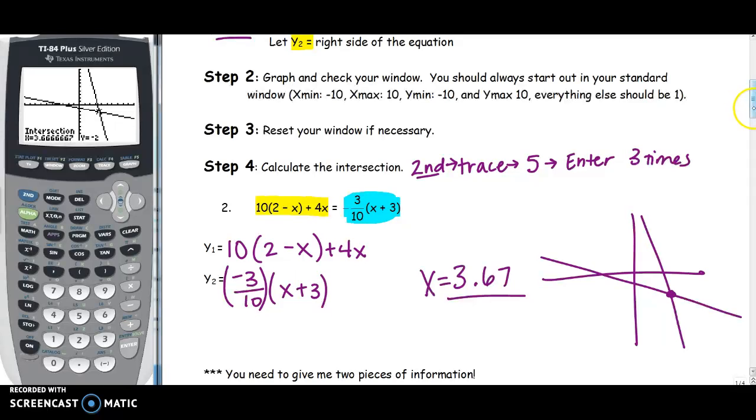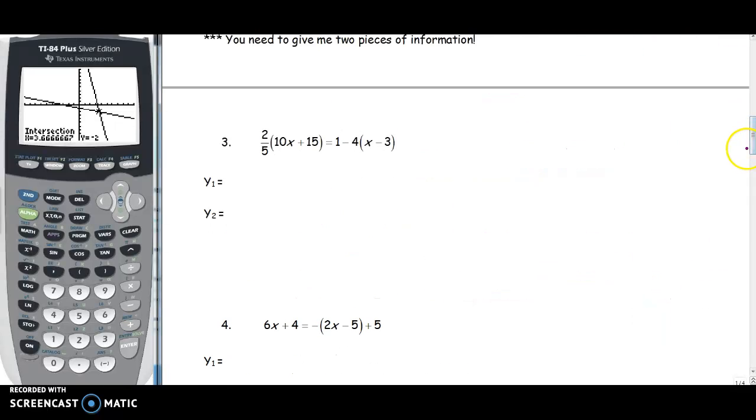Okay, I want you to pause the screen and try number 3 on your own.